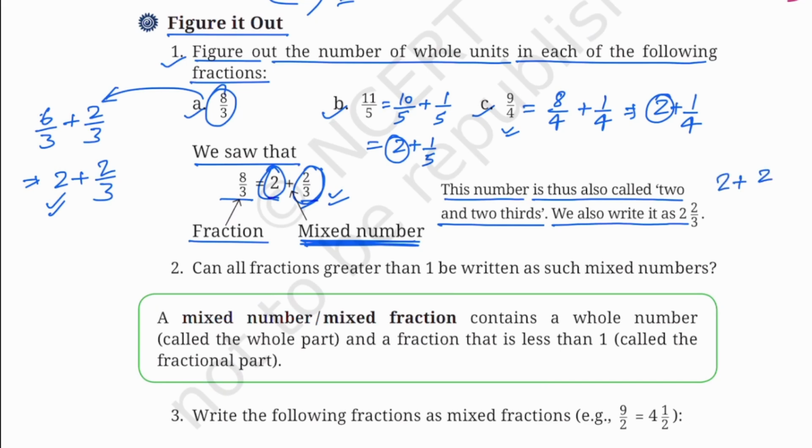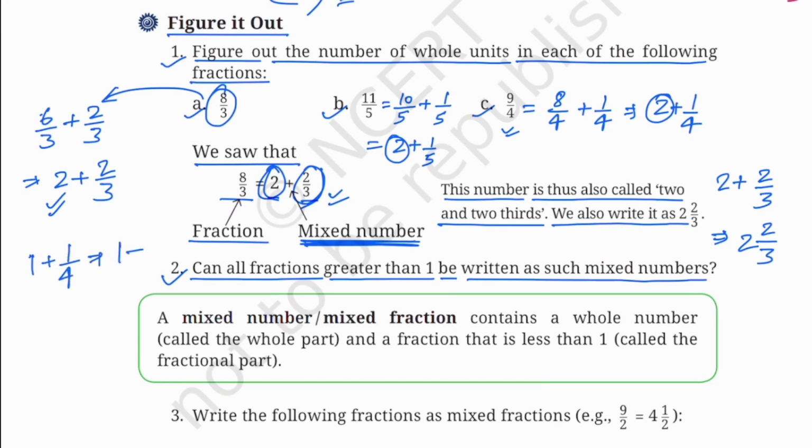Kindly note that 2 plus 2 upon 3 can be written as 2 whole 2 upon 3. 2. Can all fractions greater than 1 be written as such mixed numbers? Yes, it is possible. For example, 1 plus 1 upon 4 can be written as 1 whole 1 upon 4. Similarly, 2 plus 1 upon 2 can be written as 2 whole 1 upon 2.